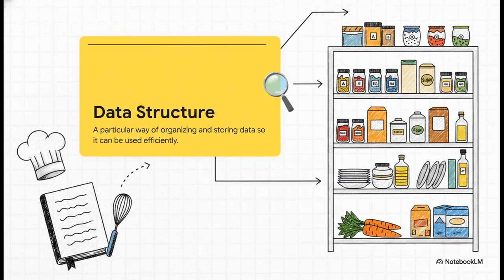And if an algorithm is the recipe, then a data structure is your kitchen pantry and how you've organized it. It's all about the way you store your ingredients, your data, so that your recipe can grab what it needs super efficiently. Are your spices alphabetized? Are all your baking goods on one shelf? The right organization just makes the whole recipe go a lot faster.